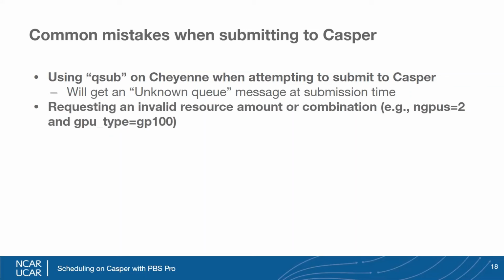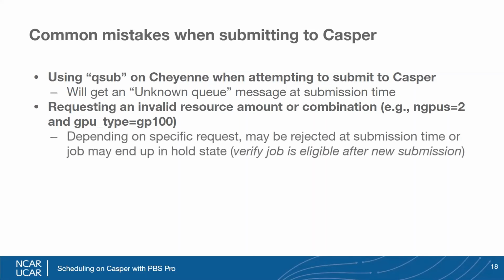Obviously, if you use qsub on Casper with a Cheyenne job, you'll see the same thing, because the regular, economy, and premium queues aren't available on Casper. Also, if you request an invalid resource amount or combination, let's say I asked for 2 GPUs in my chunk and a GPU type of GP100, the problem there is that we don't have any nodes that have more than one GP100. So this is not a resource request that can be fulfilled.